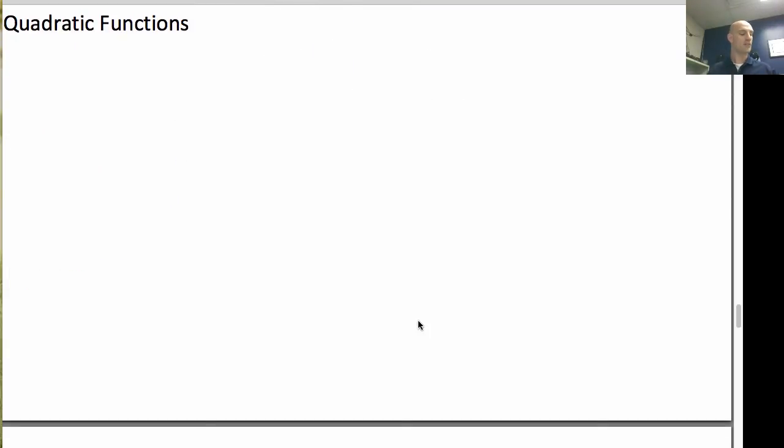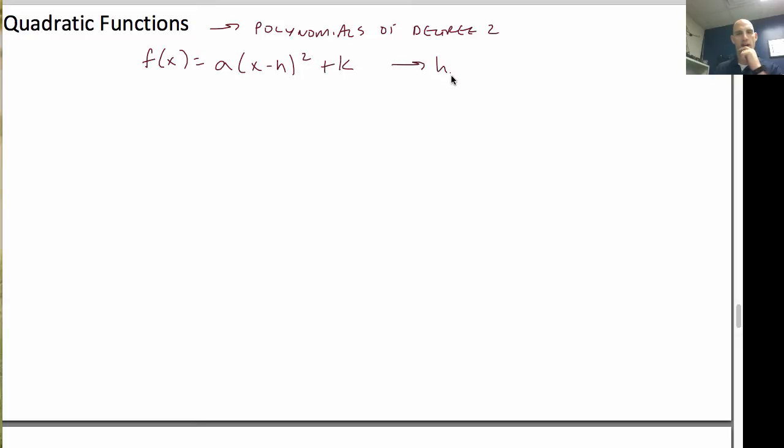Quadratic functions are particularly interesting because quadratic functions have this x squared property. And so we look at polynomials of degree 2, okay, and f of x is equal to, and this is our vertex form, a times (x minus h) squared plus k, where (h, k) is the vertex. Like I said, this is vertex form.